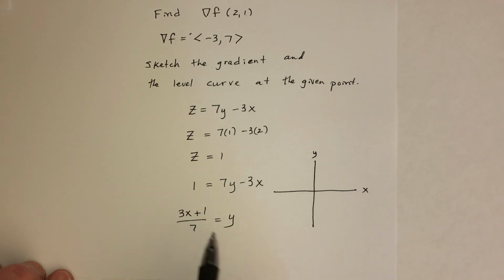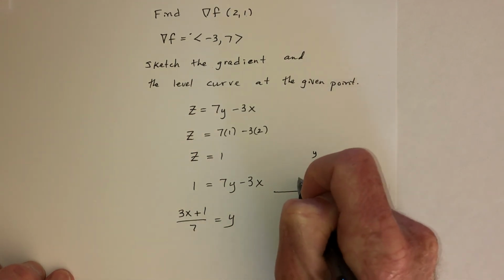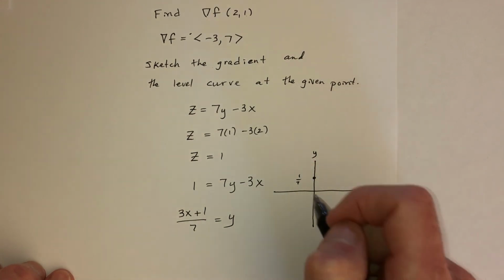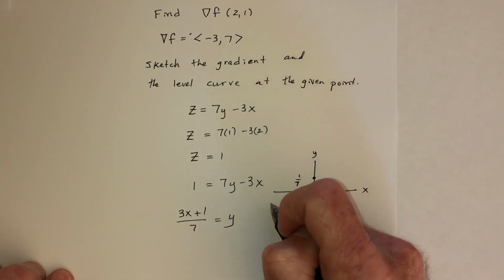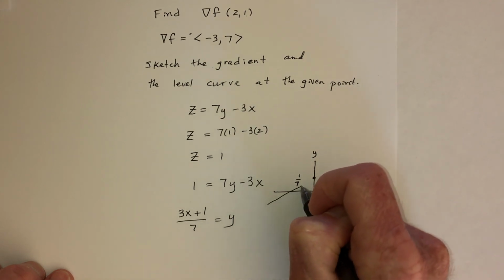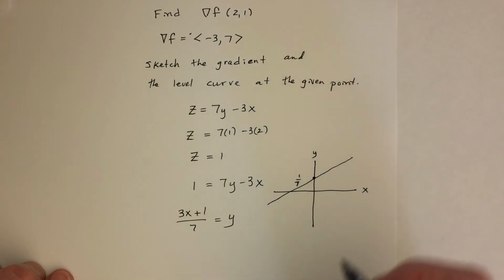This is a line that crosses the y-axis at 1/7. That was really small. 1/7. And then its slope is 3/7. So it's a line that's going about like this.